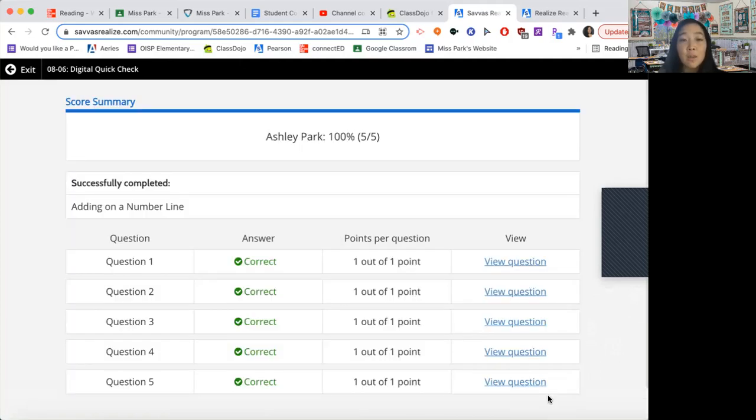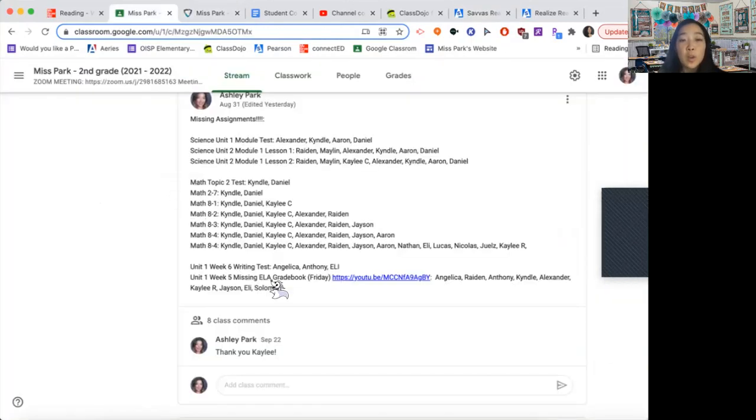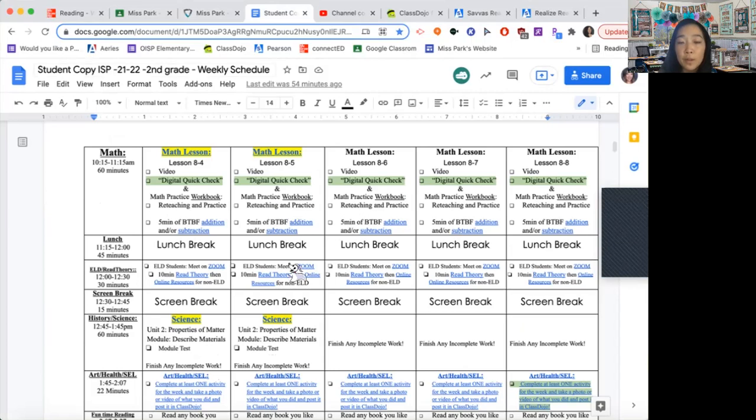Once you're done, you're going to submit your test, get your score. If there was any that you got incorrect, you're going to check the questions again. Make sure you see why you got it wrong, okay? The last thing you guys are going to be doing is your 5 minutes of BTBF, either addition and or subtraction. And then that's it for math.